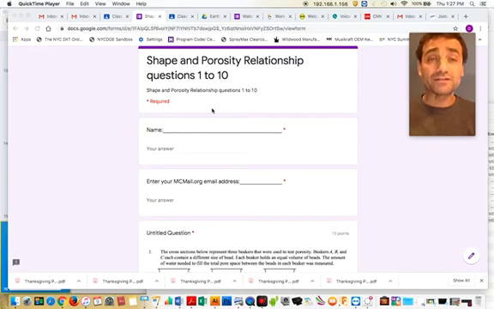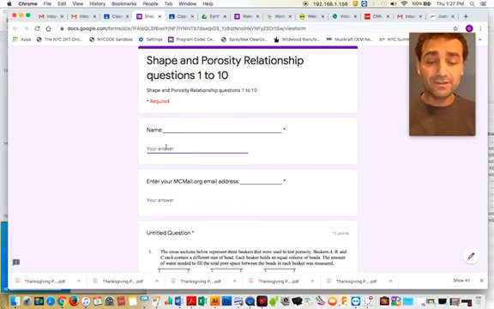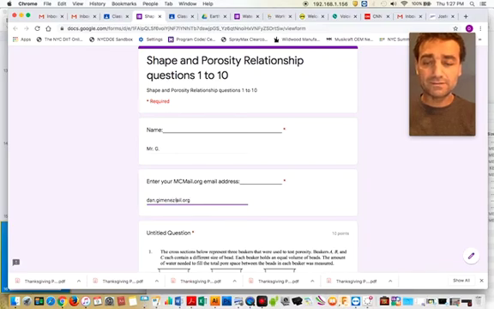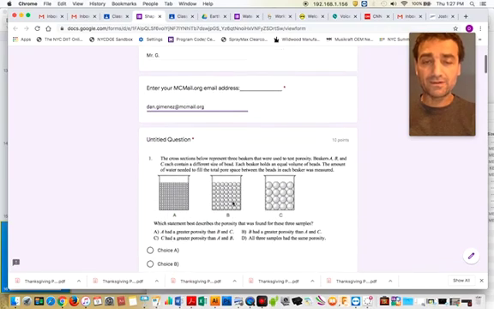Let's go over these questions one by one. There's only 10 of them, so we should just do each one and we'll understand. All right. So name. I'm going to do it as if I'm taking the test myself. I'm going to put Mr. G, and my email over here is Dan dot Jimenez at mcmail.org. Okay, let's do the first question.